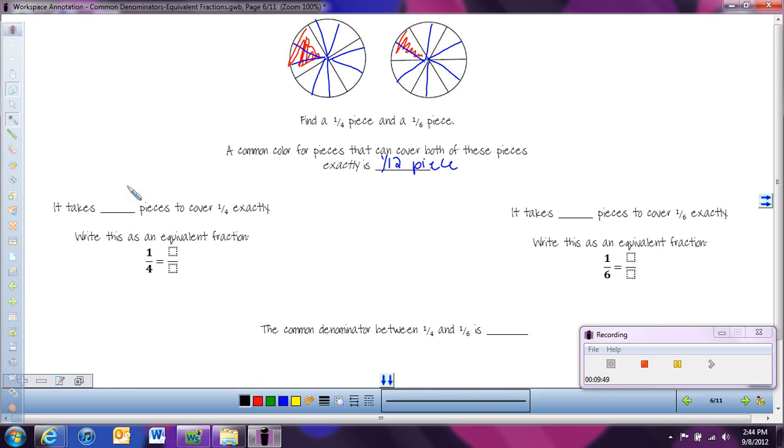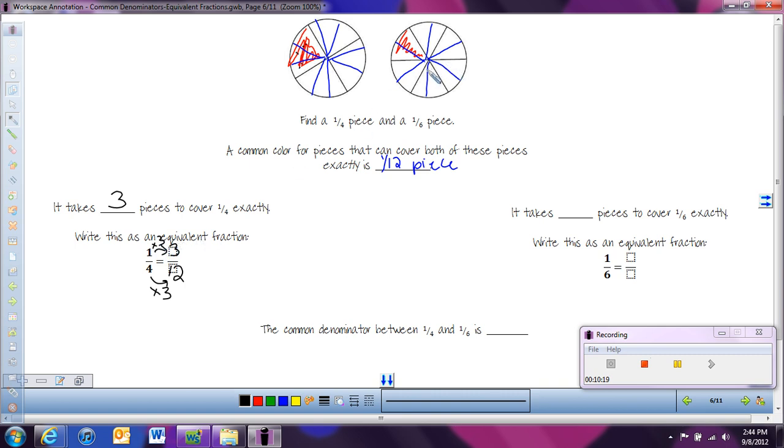And so now if I look at my picture up here, how many pieces did it take to cover 1/4? 1, 2, 3 pieces. So now we're going to write this as an equivalent fraction, just like we did before. 1/4 equals how many? Well, now we have 12 pieces. And how many of those 12 are shaded? 3 of the 12. Or if we didn't have a picture, 4 times 3 is 12. 1 times 3 is 3.